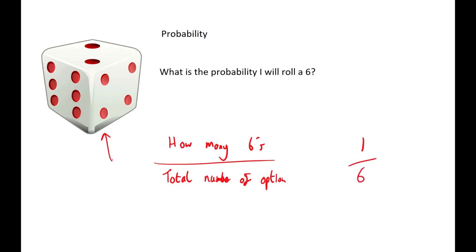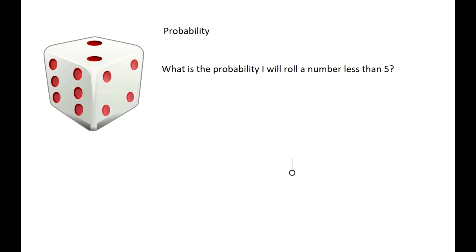Okay, really straightforward, and this will be the same no matter what number this is. If I want to roll a 4, there is still only one 4 on my dice. There's only a total of 6 options. So it will always be 1 out of 6, no matter what number you are rolling. Get a tiny bit harder than that.